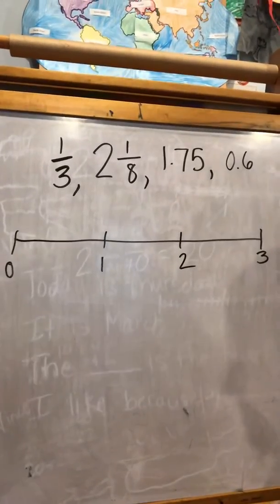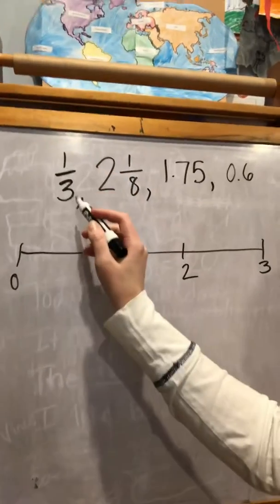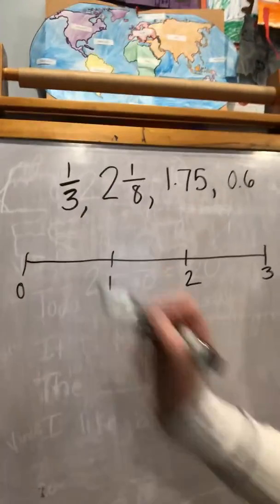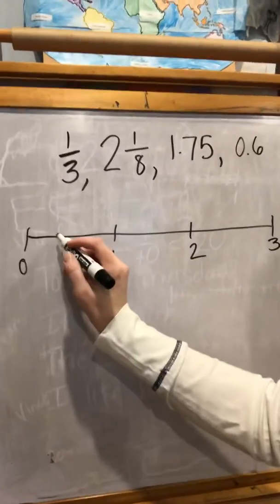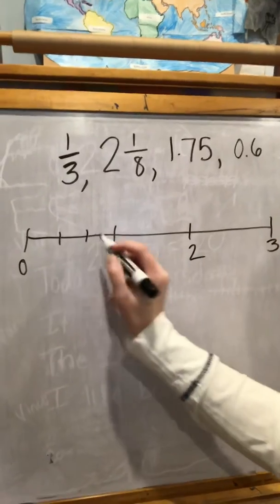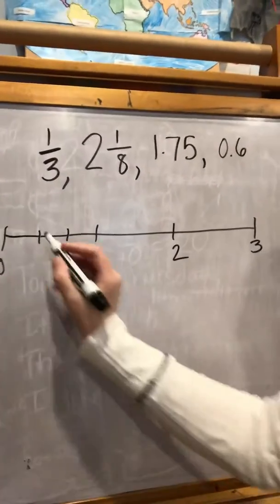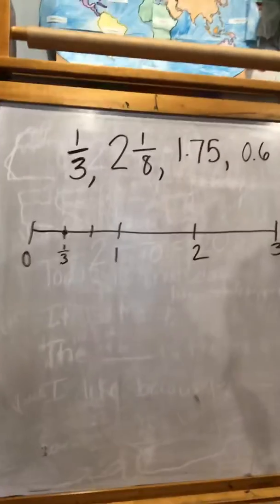I'm going to go ahead and start with 1/3. I know 1/3 is less than 1 whole because it's only one part out of 3. And in order to figure out one piece out of 3 or one part out of 3, I'm going to go ahead and make sure that this 1 whole is divided up into thirds. So I'm going to go ahead and plot 1/3 right here on my number line.